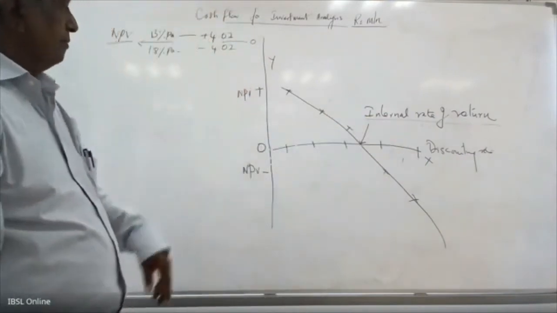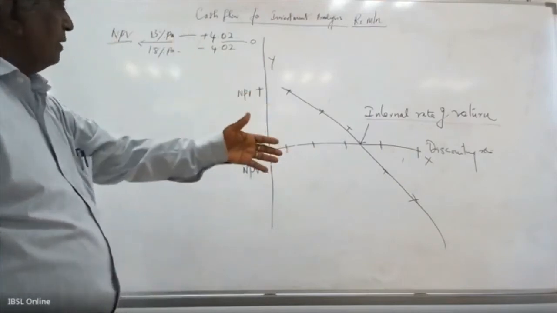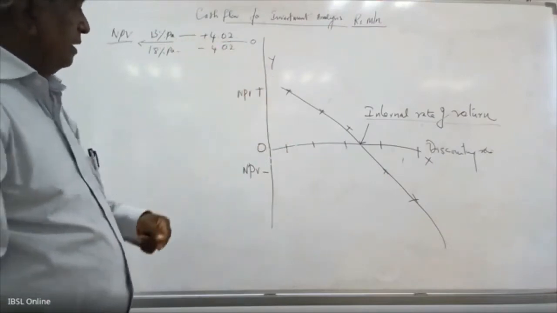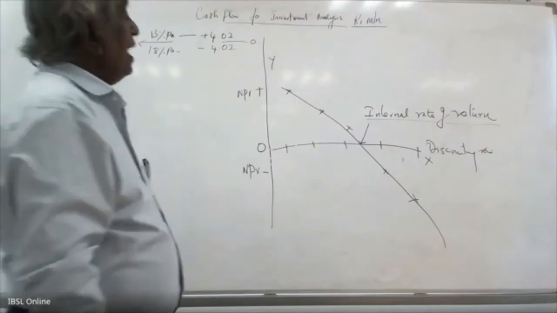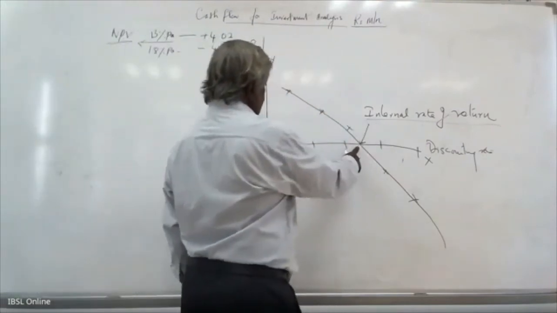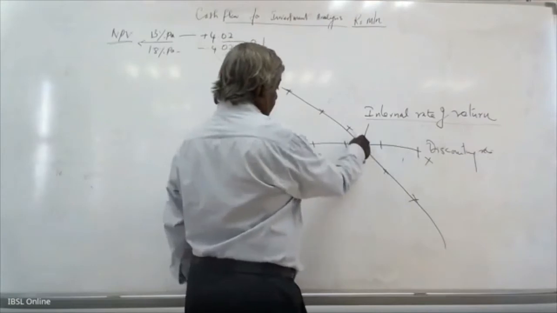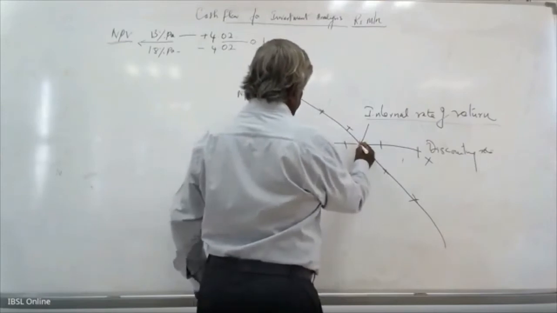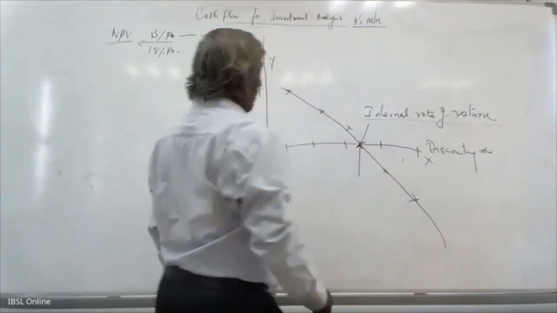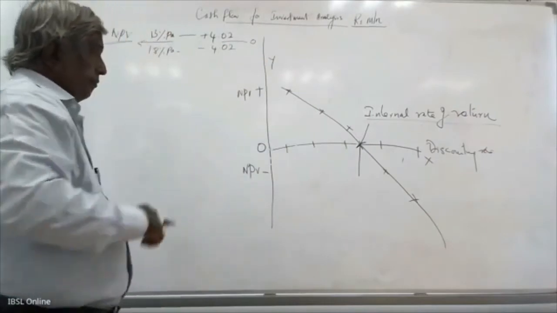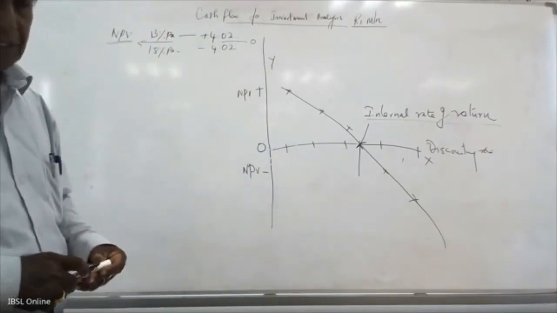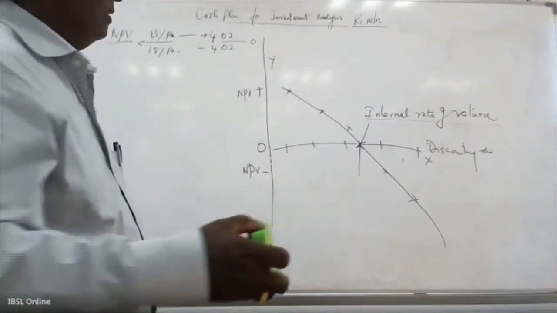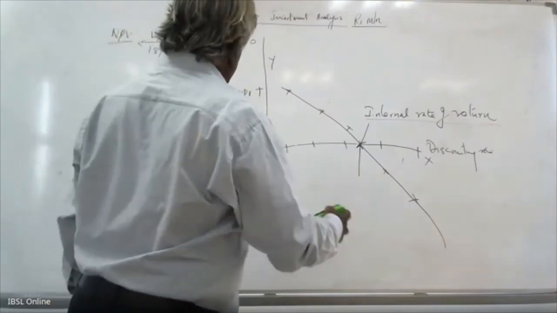So now, by plotting the graph, where you have to do about 5 or 6 trial calculations, plot the graph, and where the graph passes through the x-axis, that point is called the internal rate of return. You find it out. This is the graphical method of internal rate of return. And there is a formula to calculate the internal rate of return also. Let us see what it is.